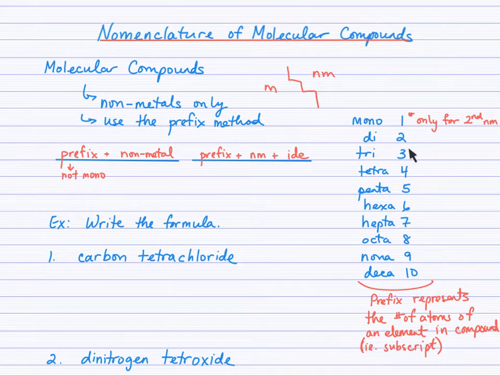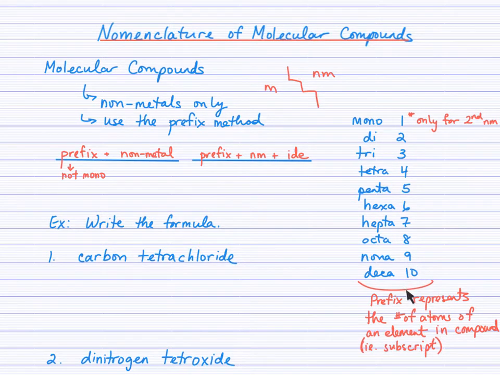Mono is 1, di is 2, tri, you might think of a tricycle, 3 wheels, tetra, 4, penta, think pentagon, 5, hexa, hexagon, 6, hepta, so think of the French for 7, sept, S-E-P-T, and so we have 7. Octa, I think octopus, 8 legs. Nona, I think of the older Italian grandmothers, so think 90 here, so 9.